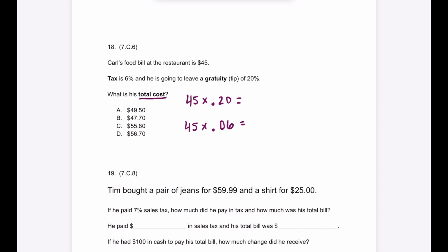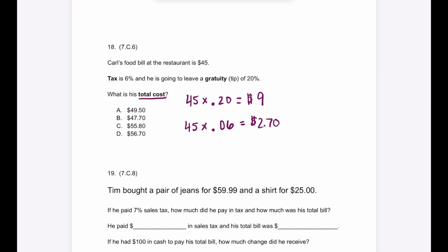So I have the 45 times the 0.2. That's going to be my gratuity. So if you're confused on what gratuity is, that is your tips. So I have $9 there. And then I'm going to also figure out what is my sales tax here. So I have 45 times that 0.06, and that is $2.70.